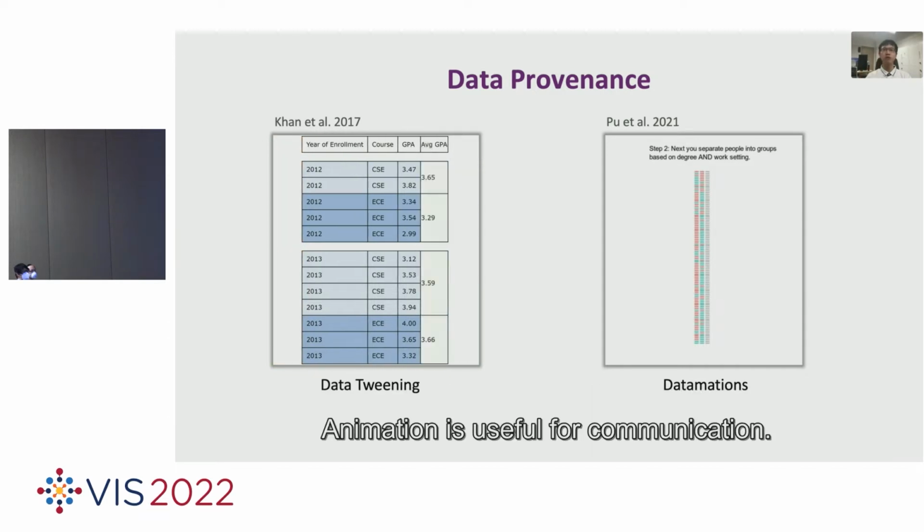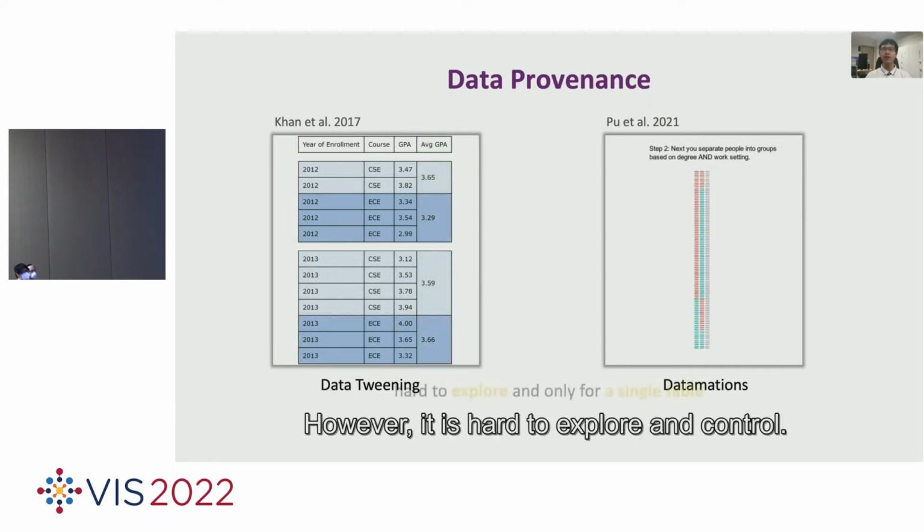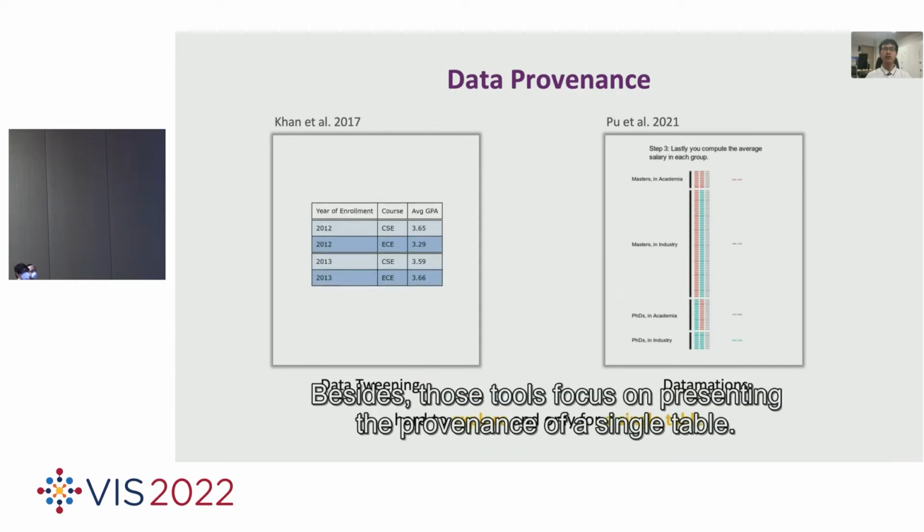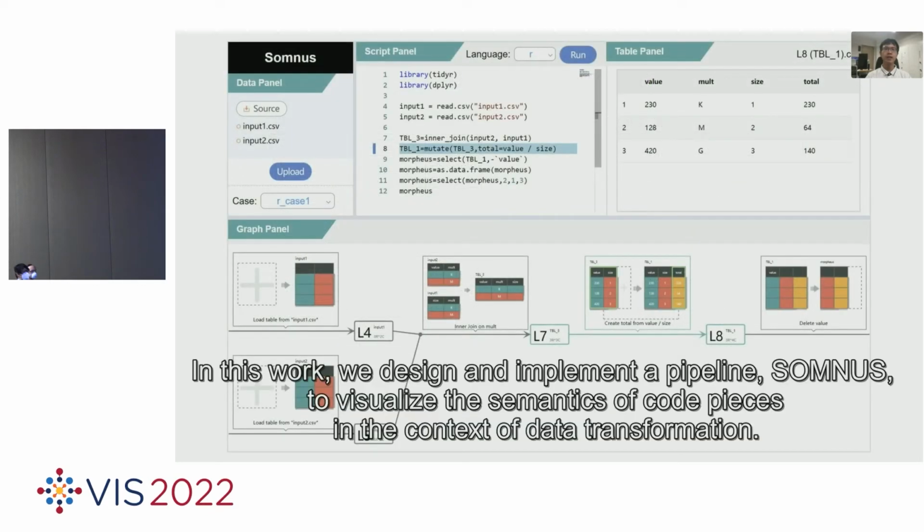Animation is useful for communication. However, it is hard to explore and control. Besides, those tools focus on presenting the provenance of a single table. In this work, we design and implement a pipeline, SOMAS, to visualize the semantics of code pieces in the context of data transformation.